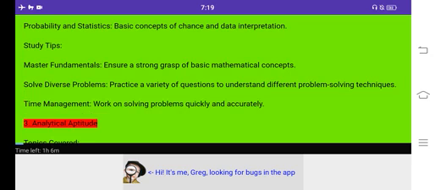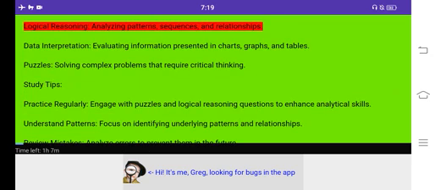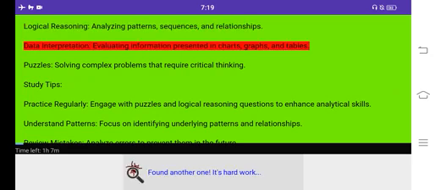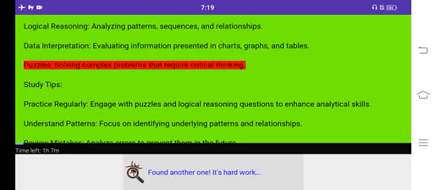3. Analytical aptitude. Topics covered. Logical reasoning, analyzing patterns, sequences, and relationships. Data interpretation, evaluating information presented in charts, graphs, and tables. Puzzles, solving complex problems that require critical thinking.